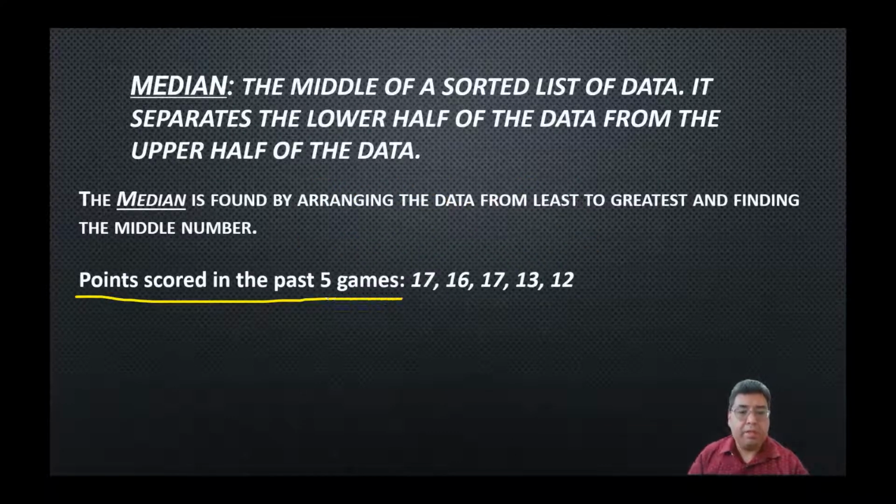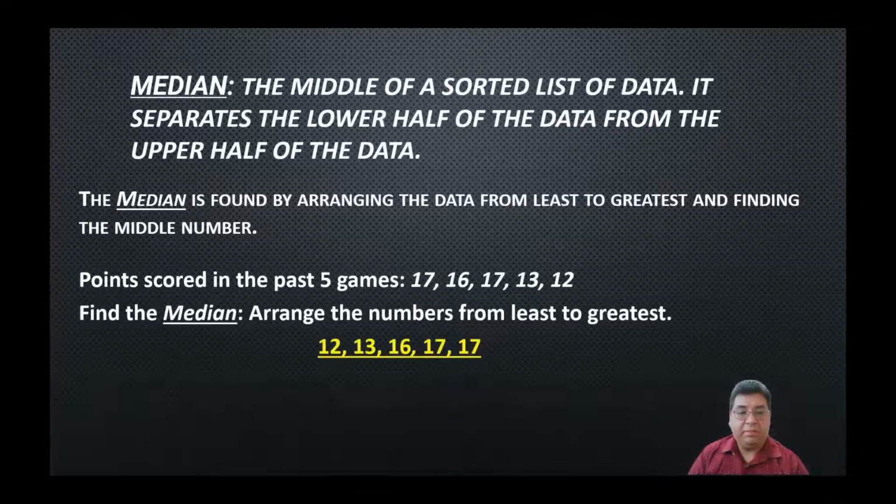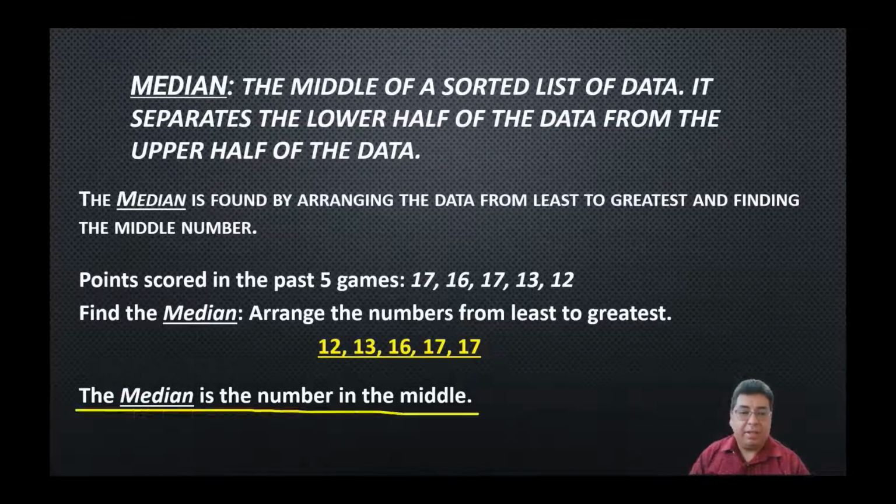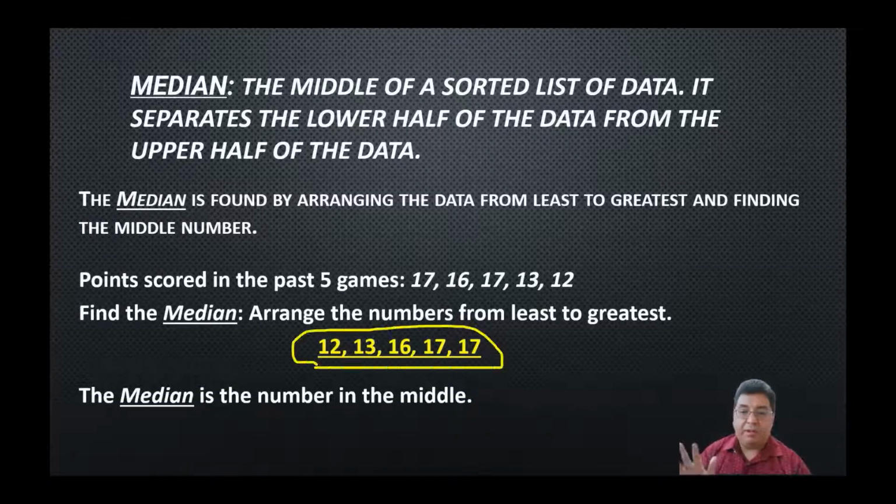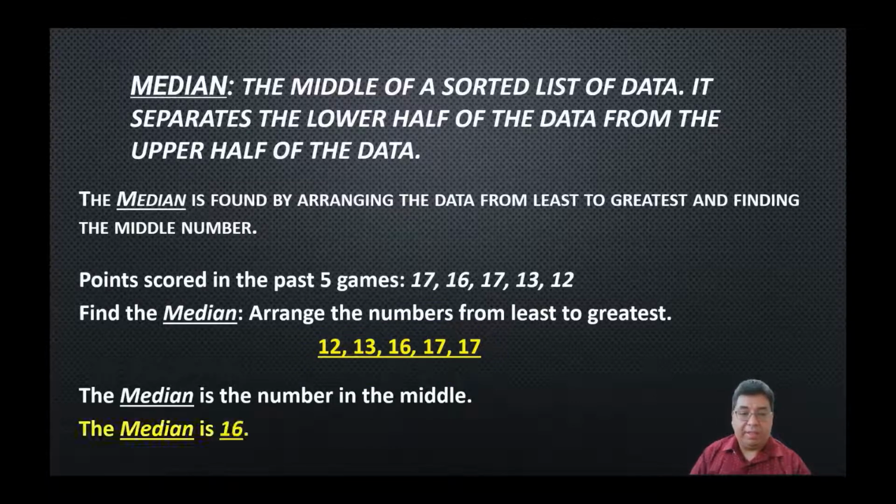Points scored the past 5 games, again, we've got 17, 16, 17, 13, and 12. Find the median. So you're going to arrange the numbers from least to greatest, from the smallest to the largest. So we've got 12, 13, 16, 17, and 17. The median is the number in the middle. So we've got 5 numbers here. We're going to look for the one that's in the middle. The one in the middle is 16. So the median is 16.